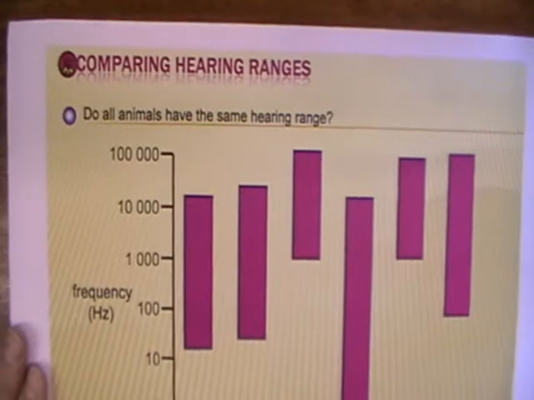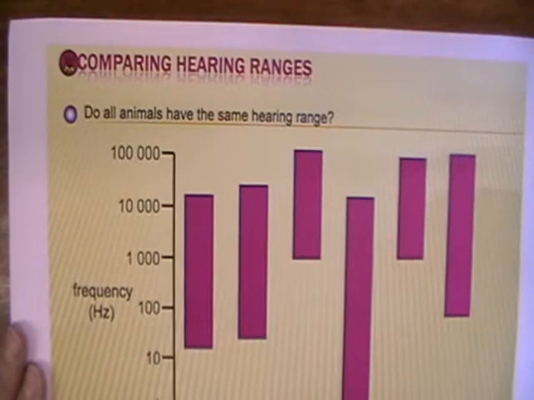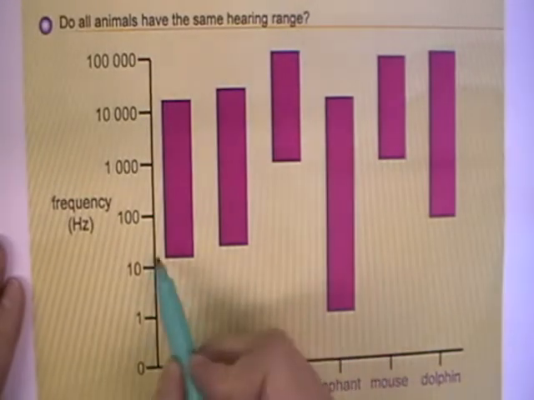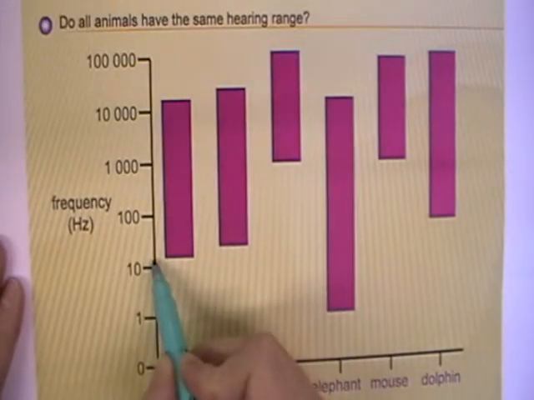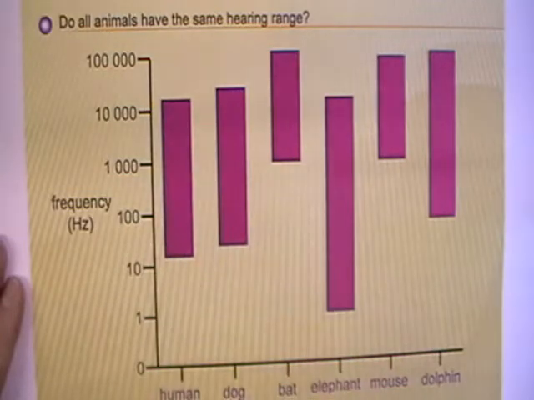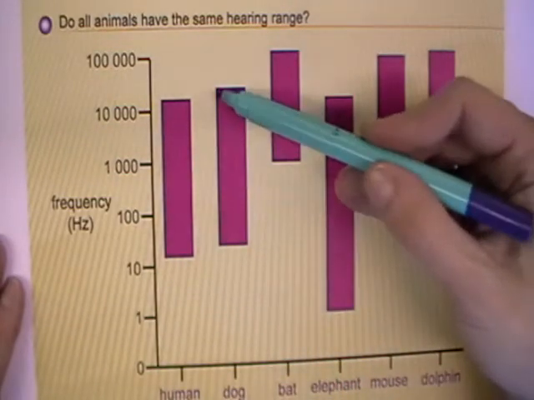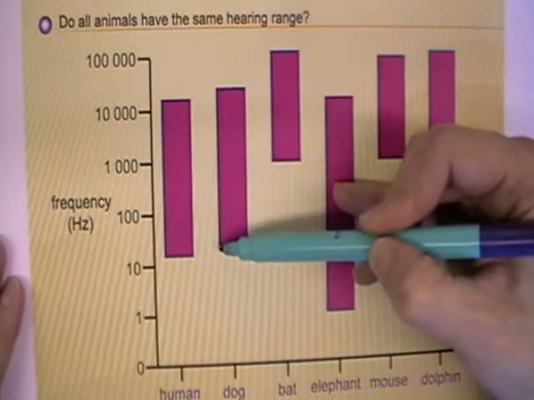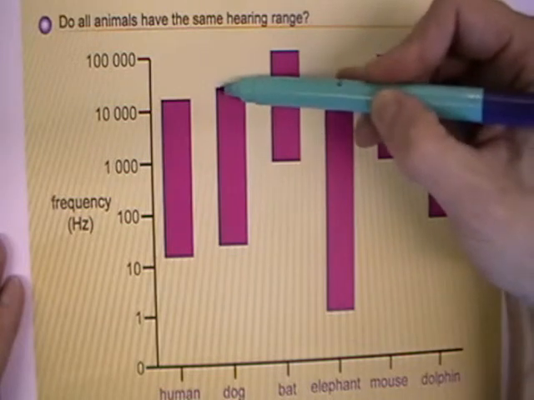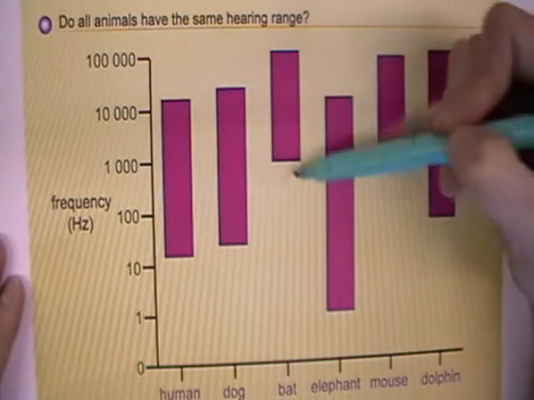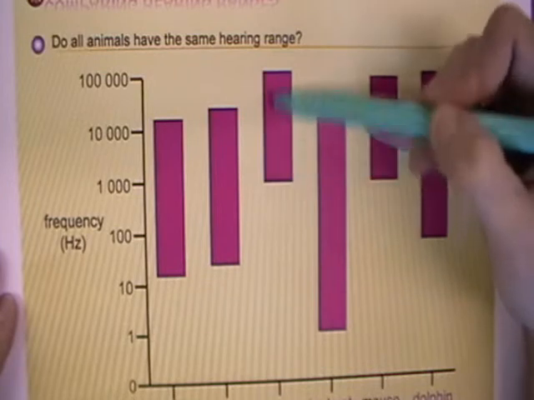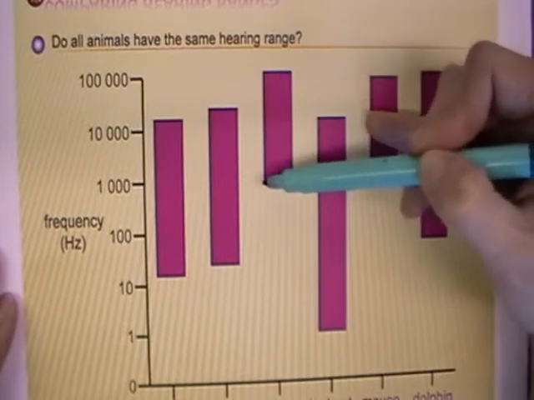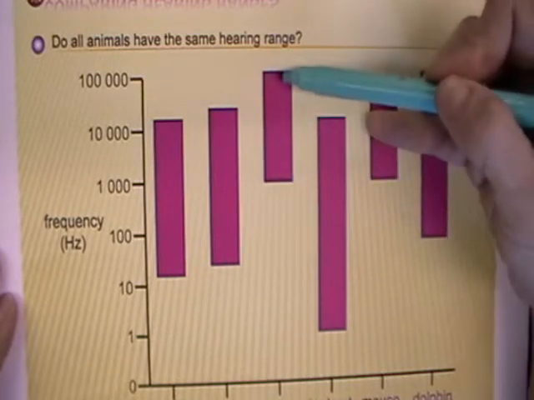And the last slide, do all animals have the same hearing range? And the answer is no. You can see the human range there. It's just slightly above 10, which is about 20, up to 20,000. Dog, a bit more than that, can't hear just as low frequencies as us, but can definitely hear higher than 20,000. A bat is only able to hear very high frequency noises from maybe 500 hertz up to 100,000.